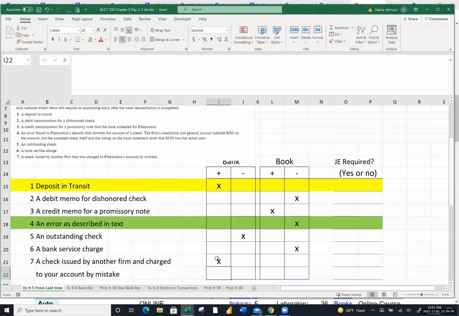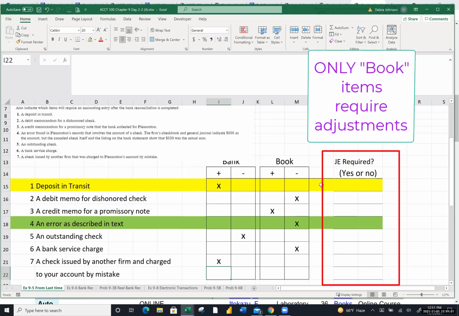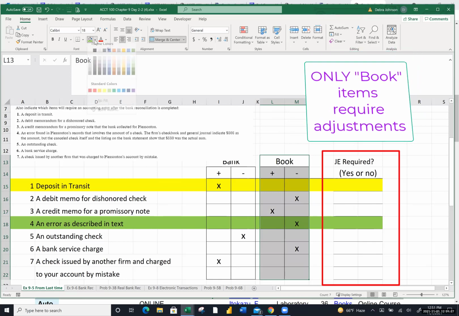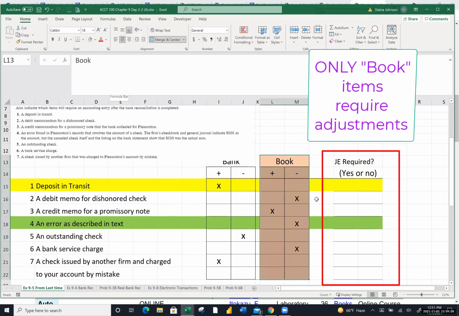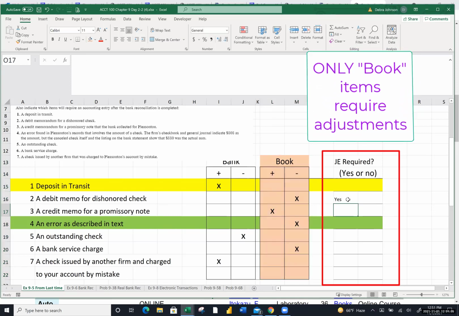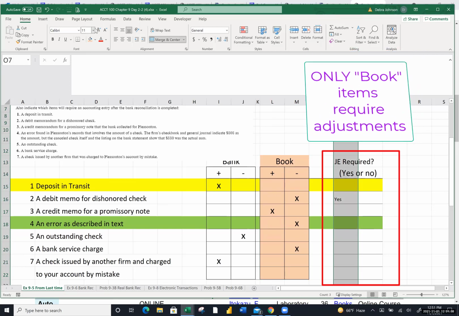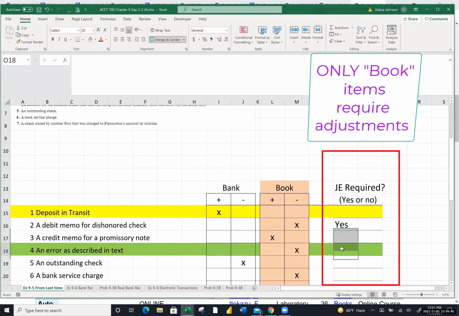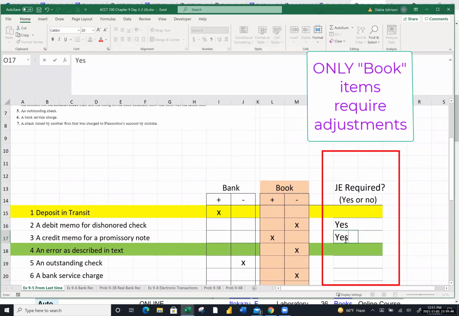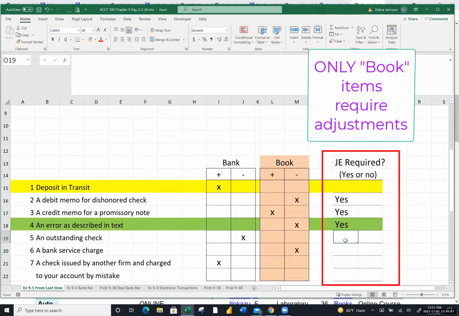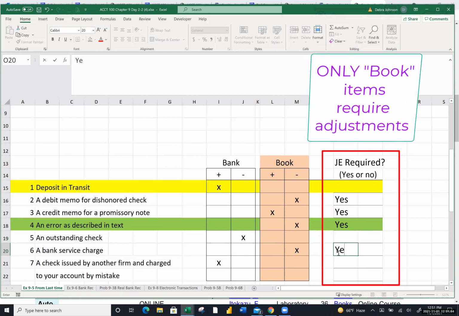Okay, which of these items would require a bank or a journal entry? Anything on the book side. So I'm going to highlight this. Anything on the book side in the orange area there would require a journal entry. So an NSF check would require a journal entry. Again, let me make that bigger so you can see it. A credit memo for the promissory note, because it's on the book side, would require an entry. So would an error that we make on our books, and so would that bank service fee.